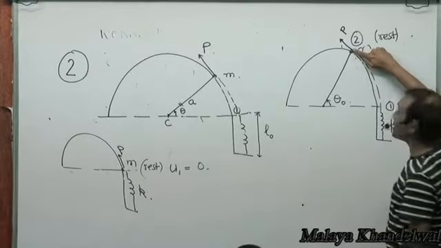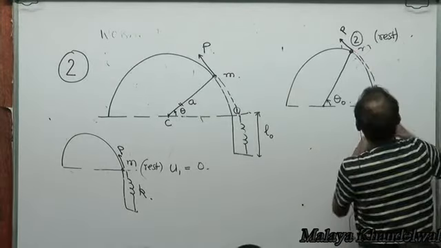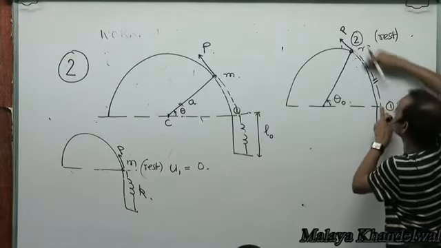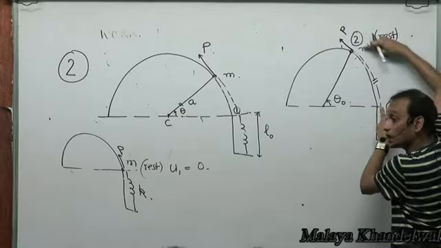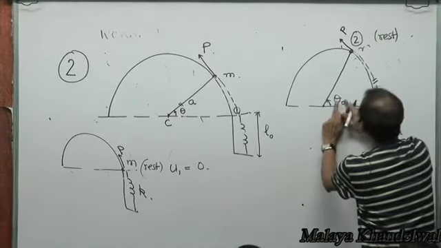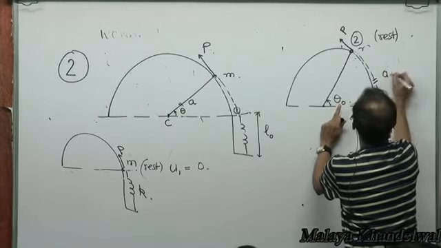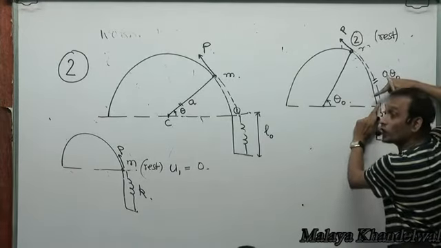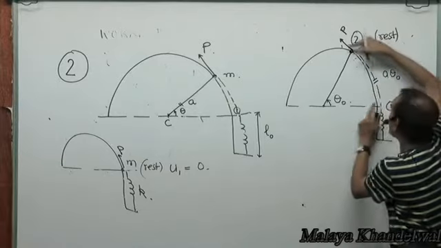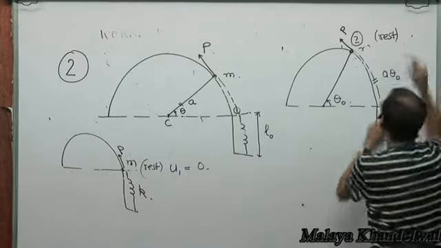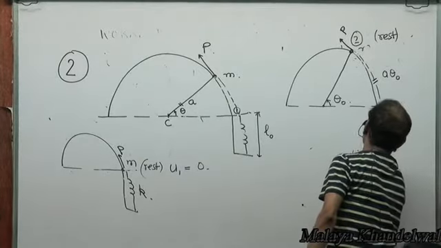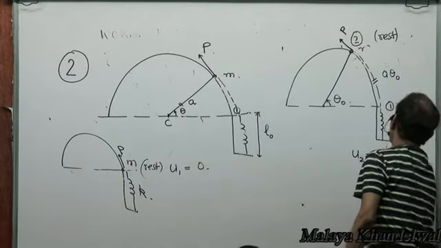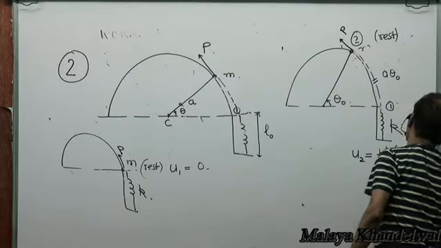Now, when the spring comes to this state, realize that this is the extent of elongation produced in the spring. This circumference length is the elongation produced in the spring. If this is theta naught, then this length is a theta naught, if theta naught is in radians. That's the elongation produced in the spring, yes or no? S is r theta, right? So what's the elastic potential energy of the spring in state 2? Half k a theta naught squared, yes or no?